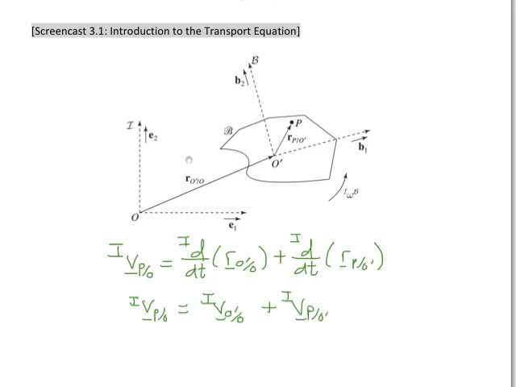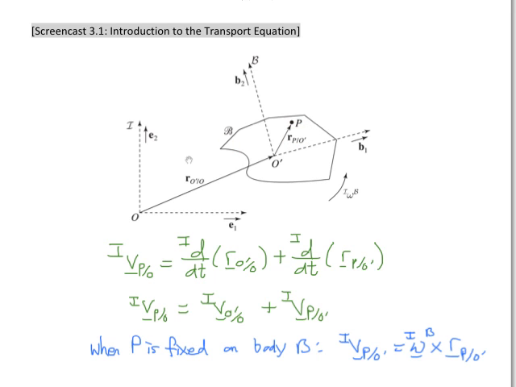However, what we've done so far is that we've done this with the understanding that point P is fixed on the rigid body B. And when that's the case, the velocity of P with respect to O prime, as observed in the inertial reference frame, we've reduced that to omega, or the angular velocity of reference frame B as observed in reference frame I, crossed with the position vector of P with respect to O prime. And this is as if we're applying the constraint that the norm of this position vector is constant.